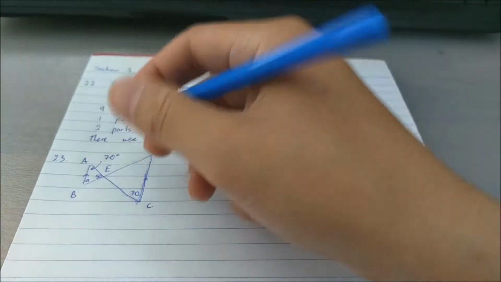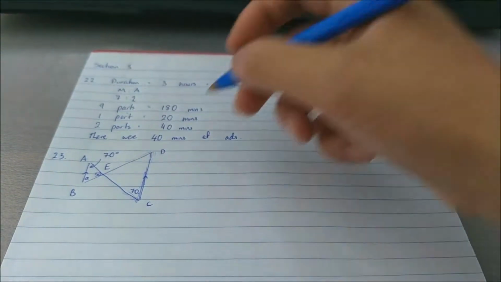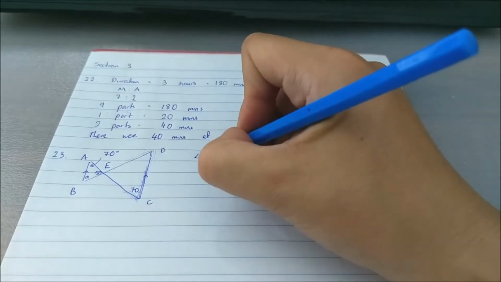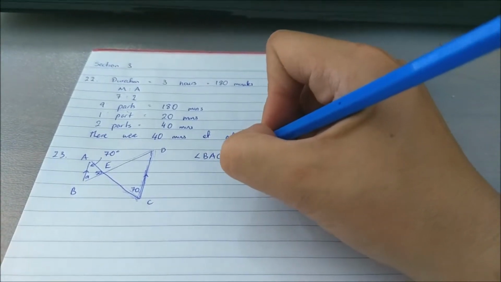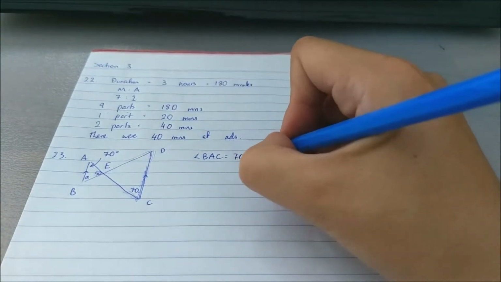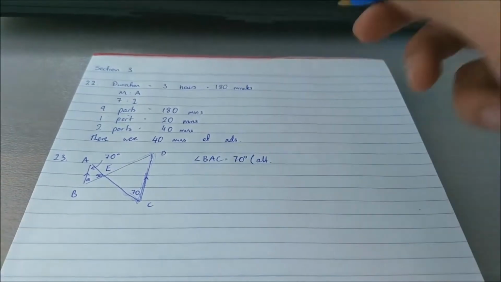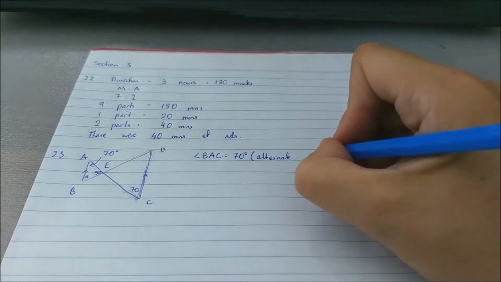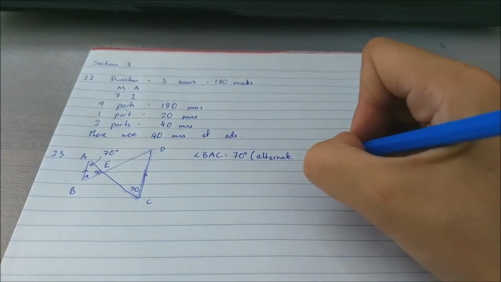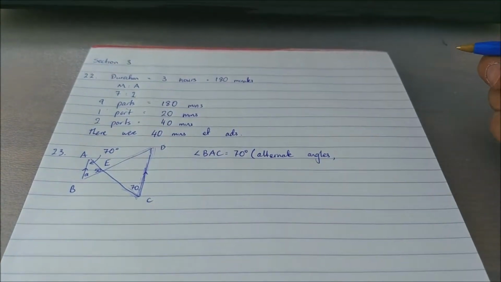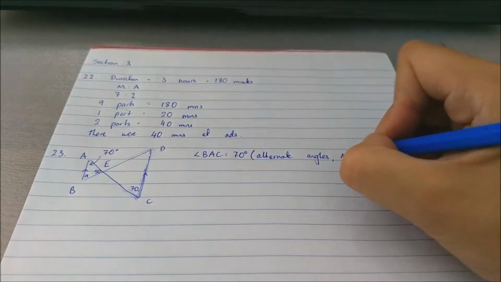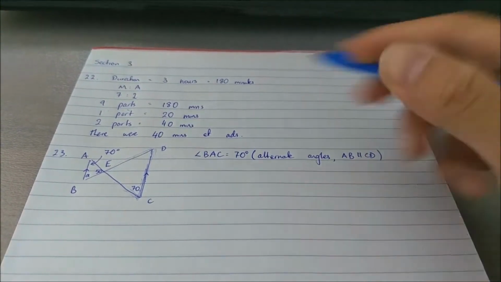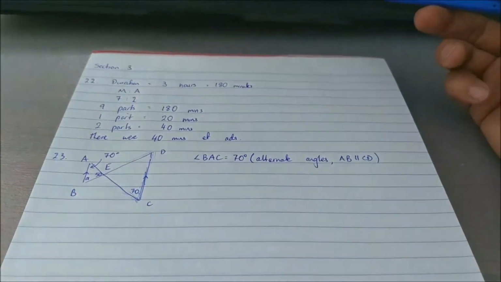So we just got to write that out. Reasoning would look like: angle BAC equals 70 degrees, alternate angles. And then I have to write which lines are parallel. So AB is parallel to CD. That's how I knew that. We use those two to help us out.